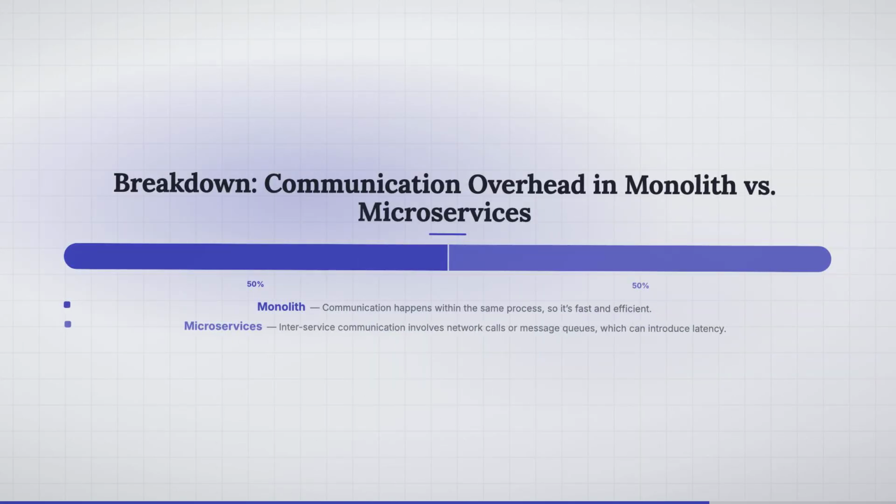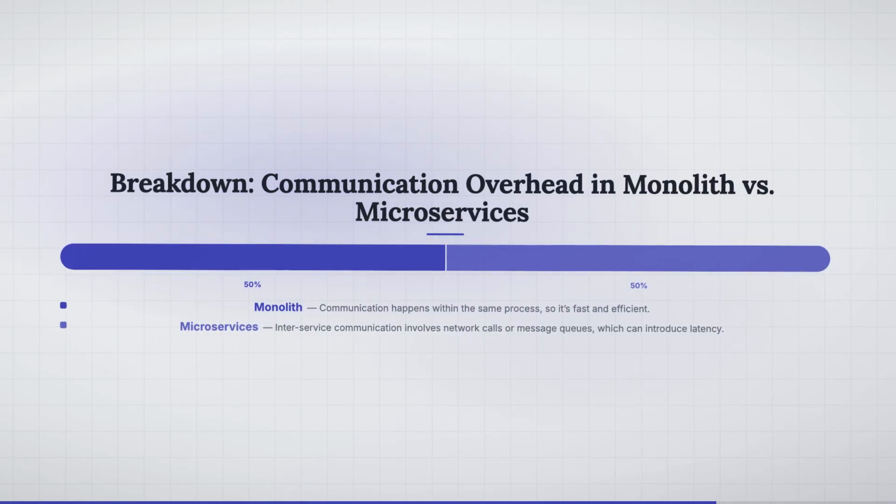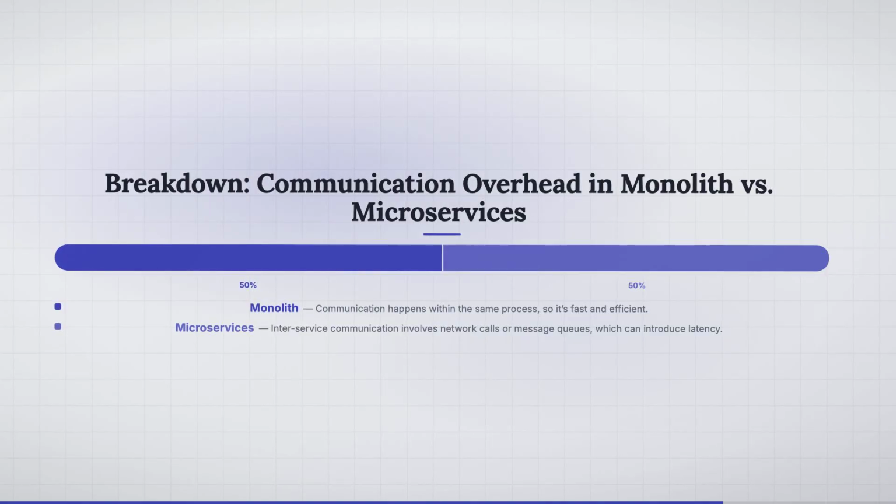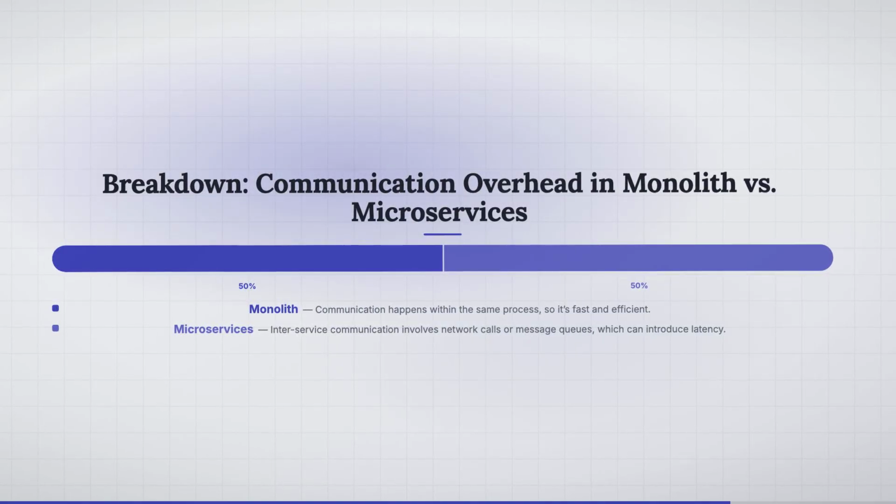In a monolith, communication is like whispering to your neighbor. In microservices, it's more like sending a message through a noisy walkie-talkie.